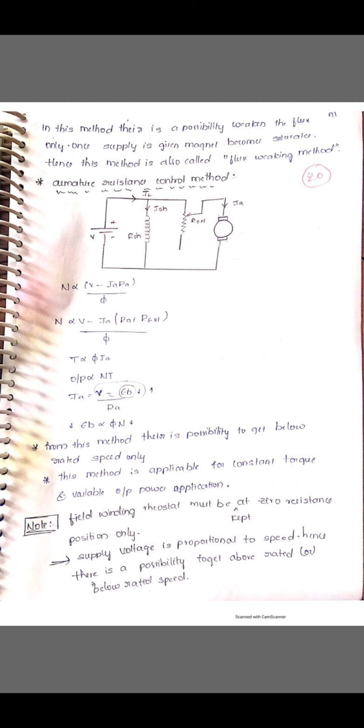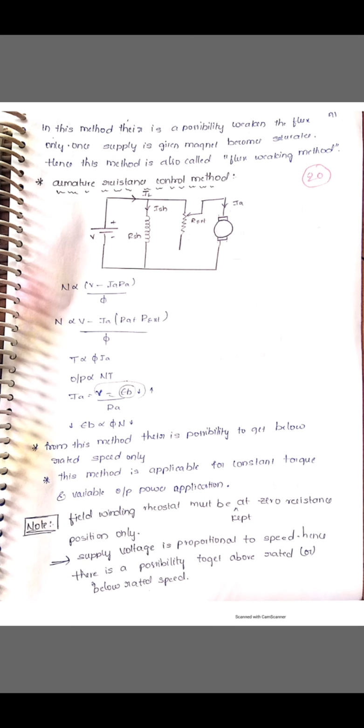V minus IA RA by φ. If you are increasing the armature resistance by connecting one external resistance in series to it, then N is proportional to V minus IA into (RA plus R external) by φ. So in the numerator, V is constant, flux constant, IA into (RA plus R external). If we increase the resistance, the IA drop also increases. If that increases, the speed decreases. Why? Because V is constant and flux is constant. So speed decreases. That's why this type of method is used for decreased speed applications.